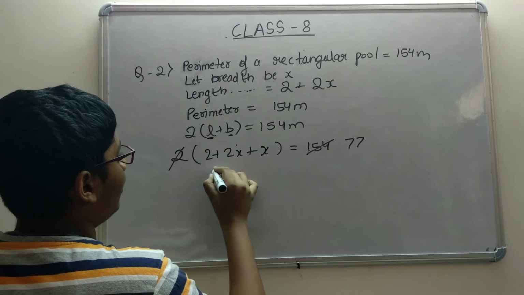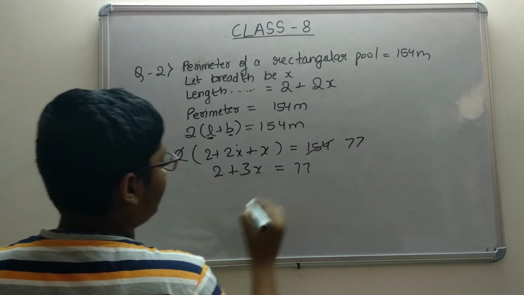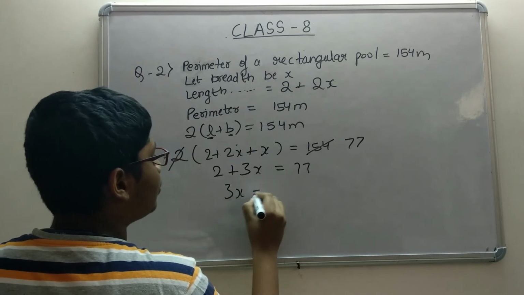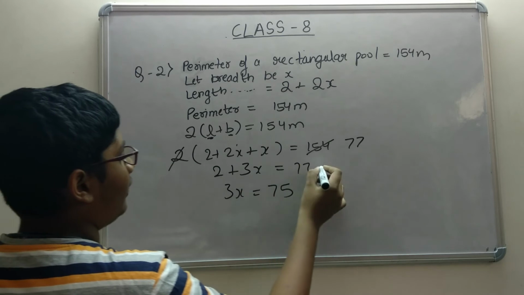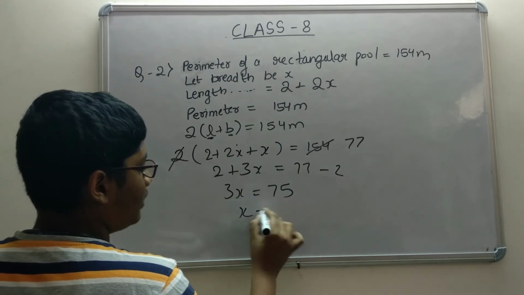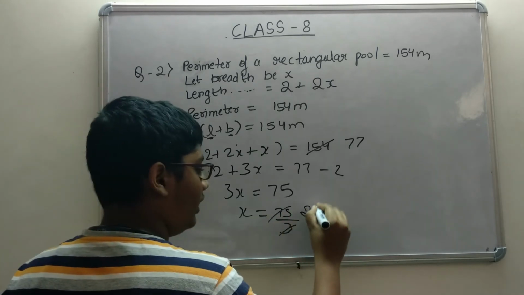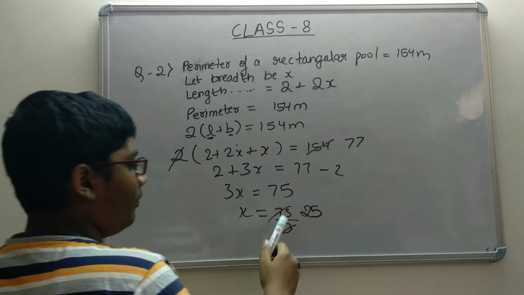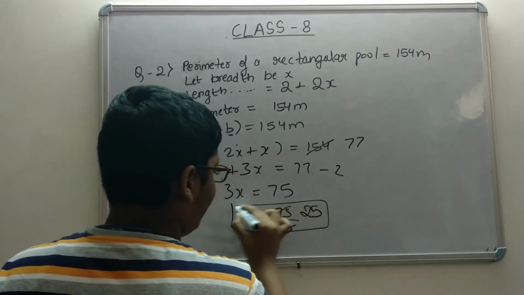Now 2 plus 3x is equal to 77. And now 3x is equal to 75. You will transpose 2 here, it will get minus. So x we got as 75 by 3, which is nothing but 25. So we know 75 by 3 is 25. So we got x as 25 meters.